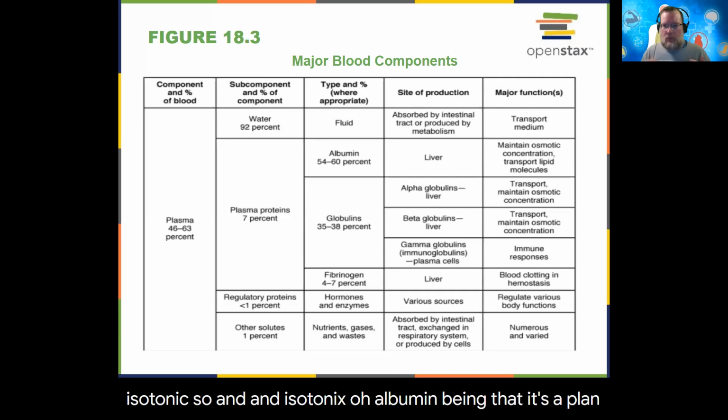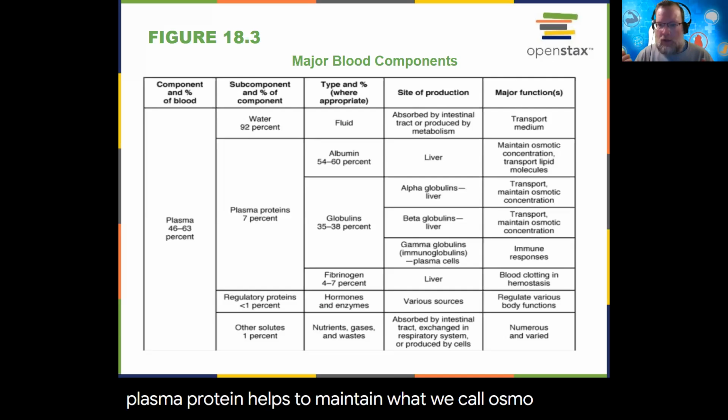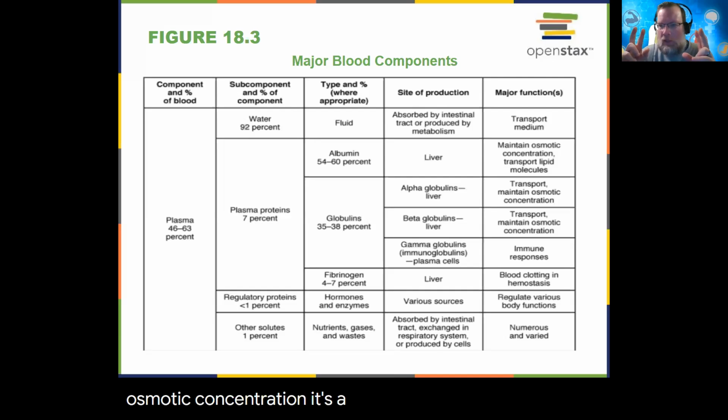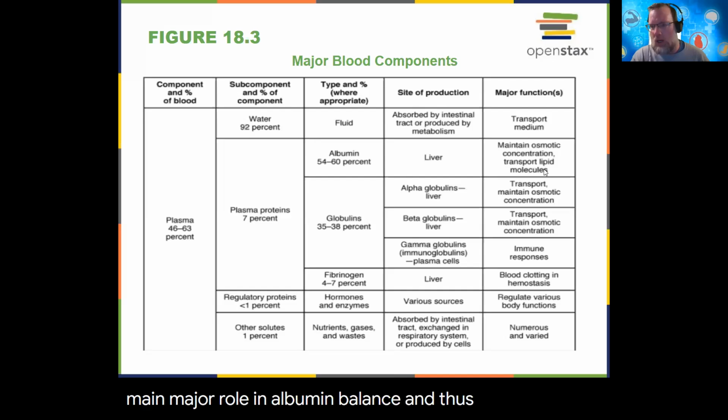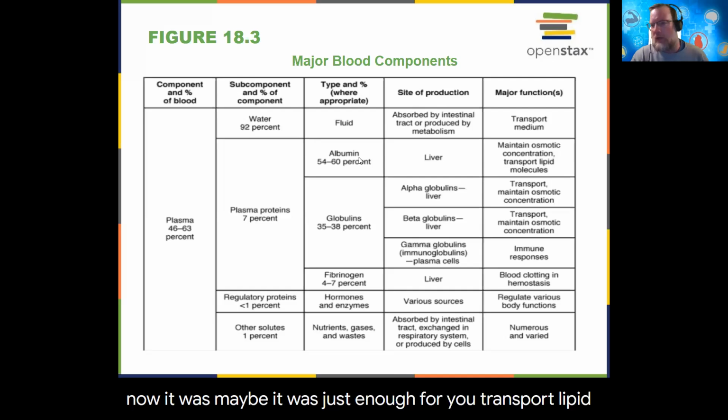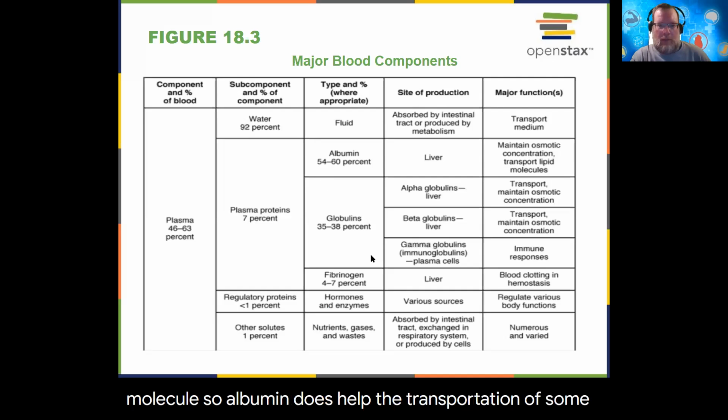Albumin, being that it's a plasma protein, helps to maintain what we call osmolarity or osmotic concentration. It's like a solid inside of the solute, which is the water. So the amount of albumin can oftentimes determine how much water we retain from the kidneys or how much water we get rid of. So albumin helps with maintenance of water balance. The kidneys play a major role in albumin balance and thusly water balance. Anyway, that gets into too much physiology for now. Albumin also helps with transportation of some lipid molecules.